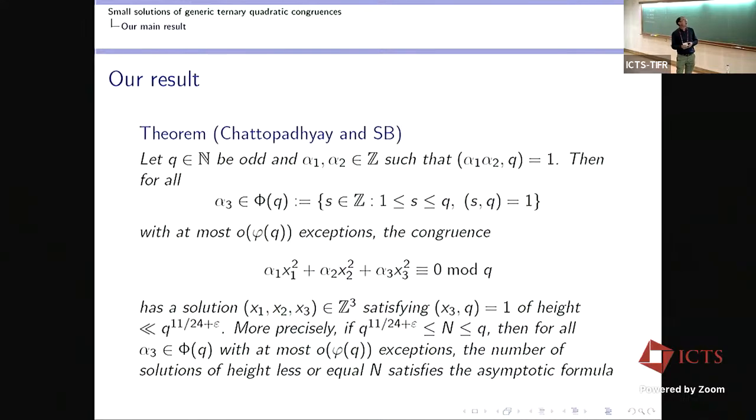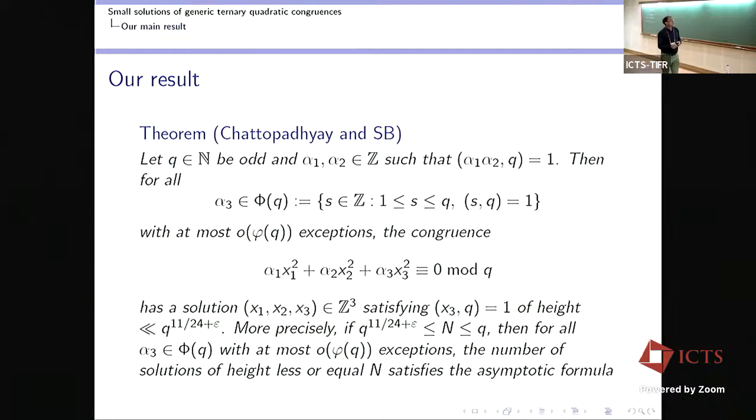Okay, we got the following result. We also took diagonal quadratic forms. We looked at a family of diagonal quadratic forms, where alpha 1 and alpha 2 are fixed, and we vary alpha 3. Alpha 1, alpha 2, alpha 3 are coprime to the modulus Q. In that case, we make one coprimality condition, namely x3 is coprime to Q, while x1, x2 are allowed to be anything modulo Q. That's important for the asymptotic formula, in fact.